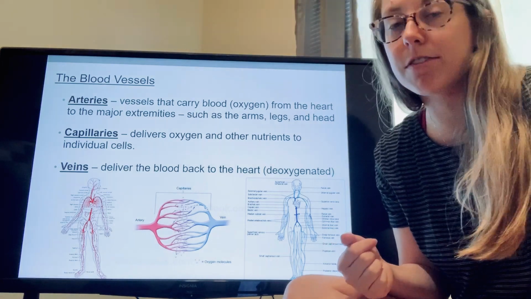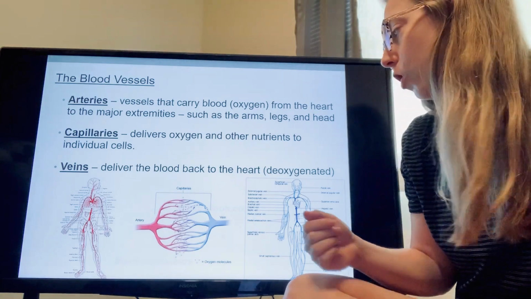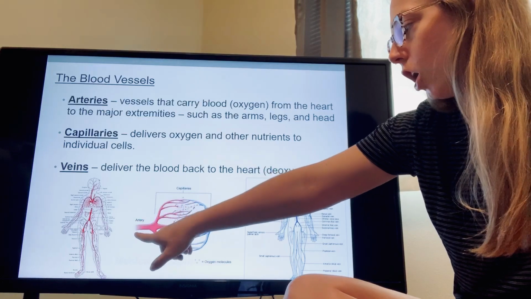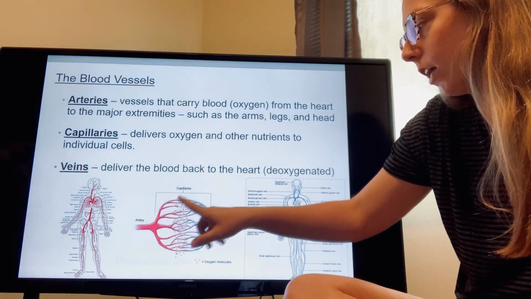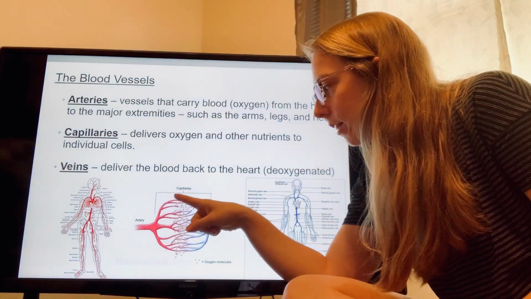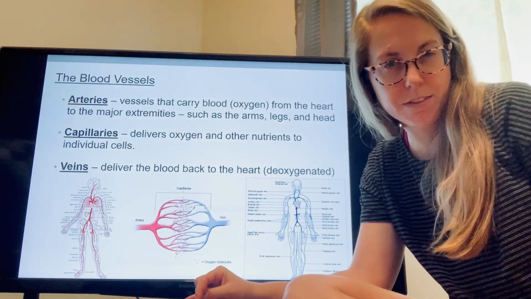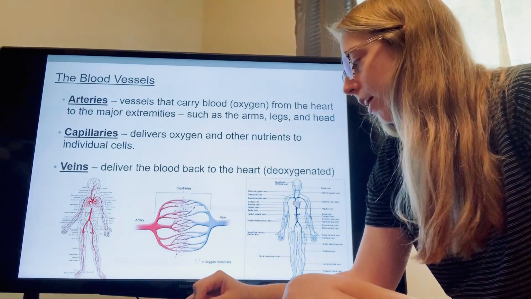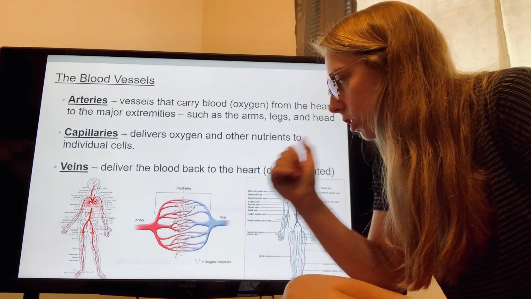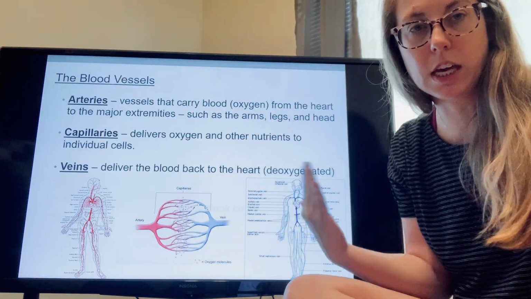Then we have capillaries. These are the deliverers of the oxygen and the other nutrients to individual cells. If you look at this diagram here in the middle, it kind of helps a little bit. We have arteries that are large that then start to break off and branch into these little sections. We're going to see this whole branching system to be our capillaries. They're kind of like the delivery of the oxygen. And all these little dots down here are the oxygen that's being delivered.